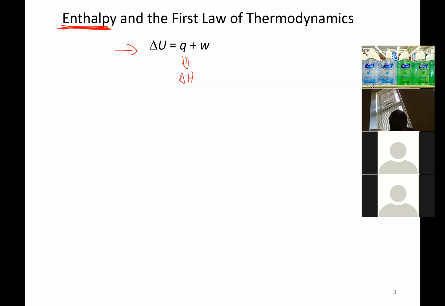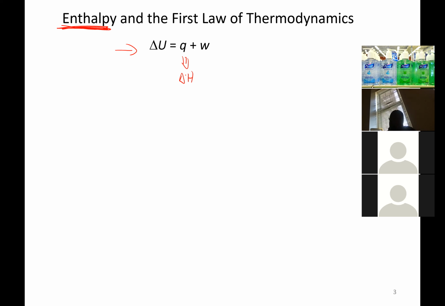And H stands for enthalpy. So what is the definition of enthalpy? The heat flow into or out of a system under constant pressure. What is the definition of heat? The heat flow of a system going into or out of a system. So the only thing that we're adding here is that it's under constant pressure. Is everybody still with me? Yes.